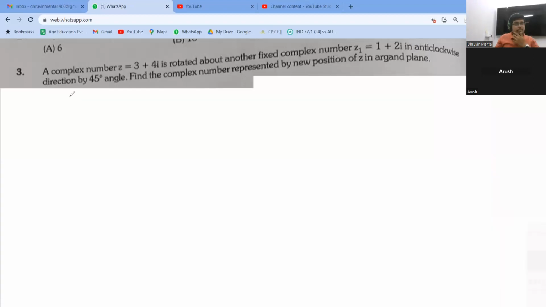So a complex number z equal to 3 plus 4i is rotated about another fixed complex number z1, which is equal to 1 plus 2i, in the anti-clockwise direction by a 45-degree angle. We have to find the complex number represented by the new position of z in the Argand plane.